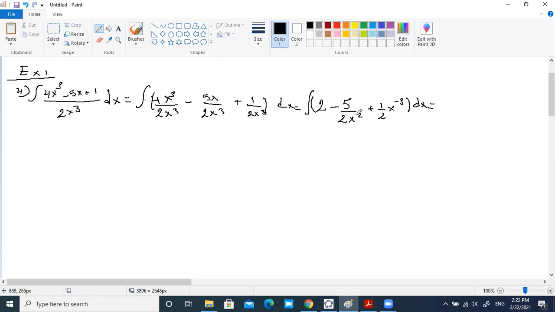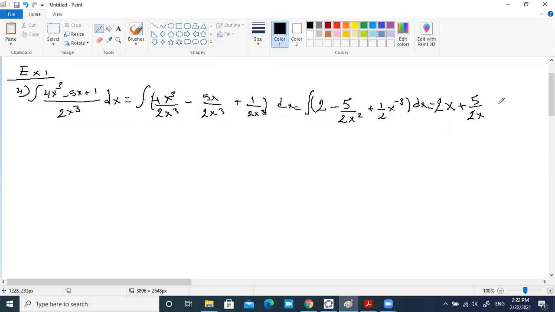Either you write it in this step as x to the power negative 2, or you use the rule: k over x squared integrates to negative k over x. So the answer will be 2x plus 5 over 2x. To remind you, negative k over x: change the sign and over x. So plus 5 over x.